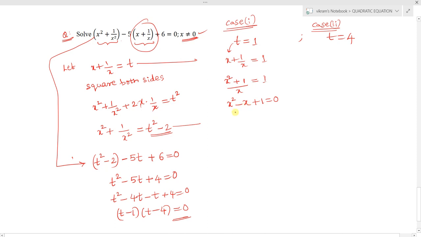So we cannot factorize this. For this one, use the formula. What are the x values? x equals minus b.